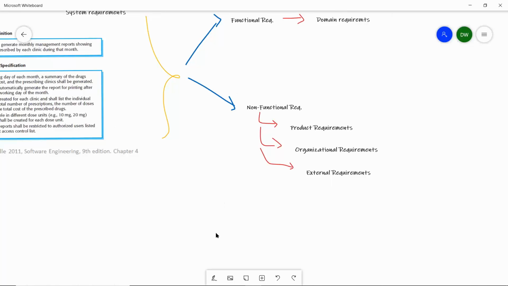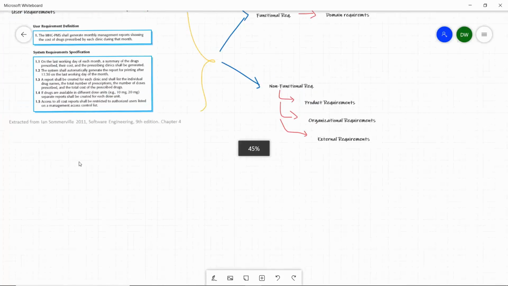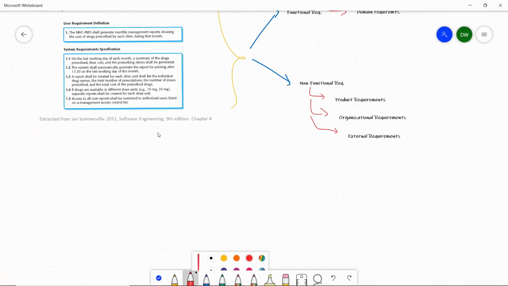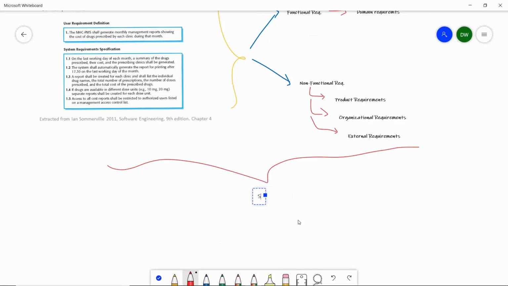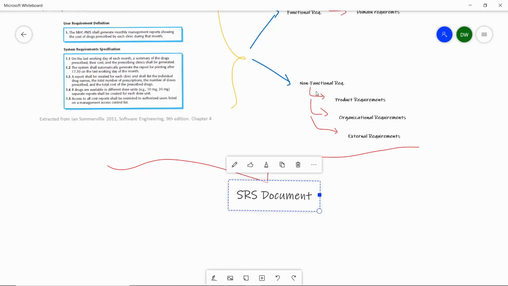So now we have discussed requirements. So all these requirements should be documented somehow. So where we do these things is called as SRS. Sorry, SR. Yes. System Requirement Specification Document. So this is a document in which we document all the requirements we considered up to now, right?